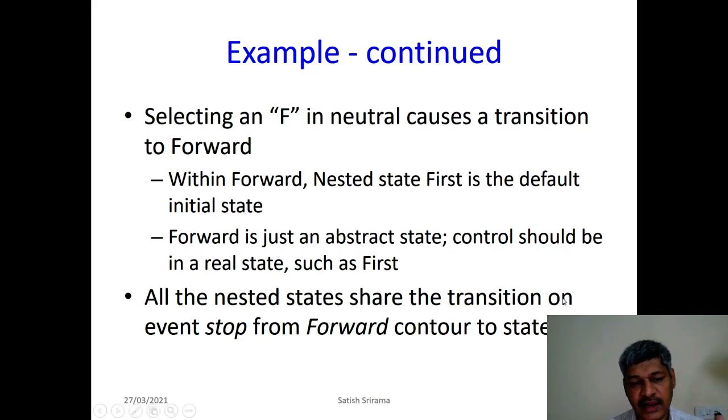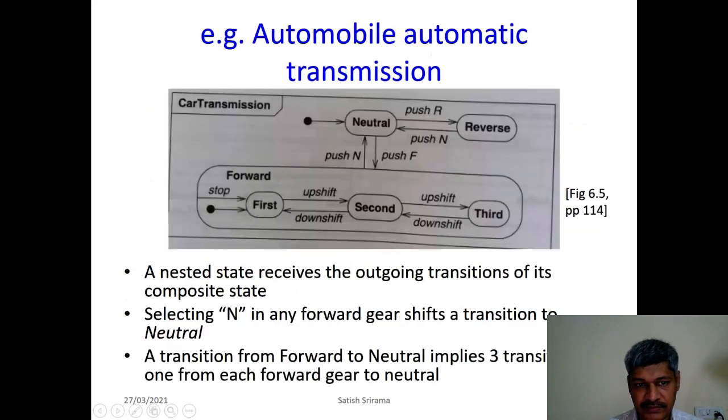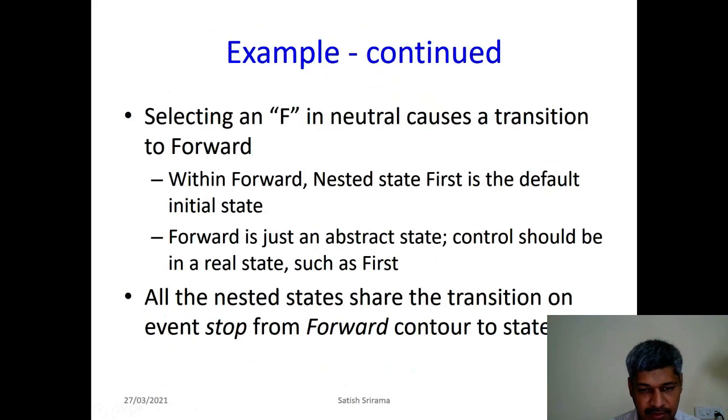All the nested states share the transition on event stop from the forward contour to first state. See this one. The point is, for the forward state, you have a transition from the contour to the first state. That means from any of these states, say for example you are in the second gear or third gear, if a stop is pressed, you will go to this first state. So if a stop event from the contour is taking you to first, that means from any other state within these nested states, it will take you to the first state. So that's also another representation which we need to know.